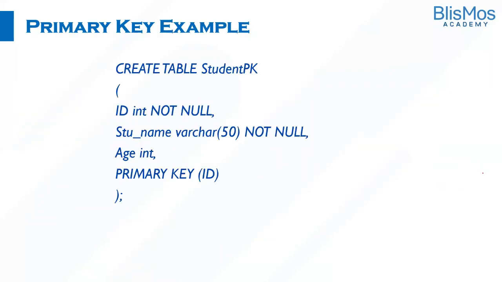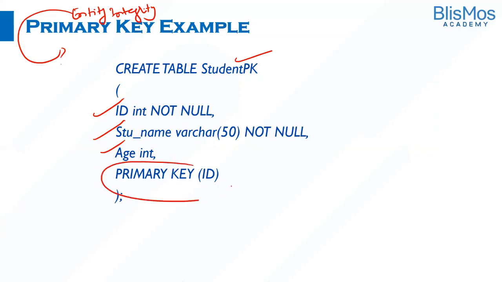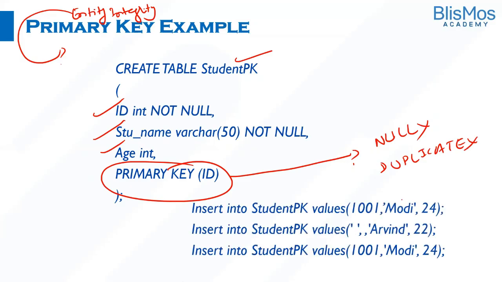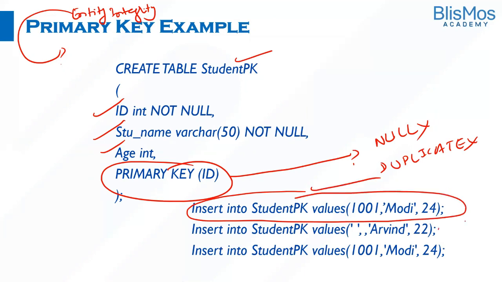Let us take an example here. As I said, entity integrity is enforced by a primary key. So we'll see how we create a table now with a primary key. Here we are creating a table, student primary key. A couple of attributes are ID, student name and age. In this, we are making the ID a primary key. As I said, the moment you say ID is a primary key, it will not allow null values and it will not allow duplicate values. So here, if you try to insert this particular record, it will get inserted properly, but this record will not be inserted successfully.